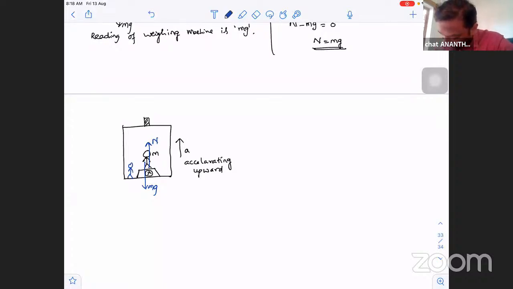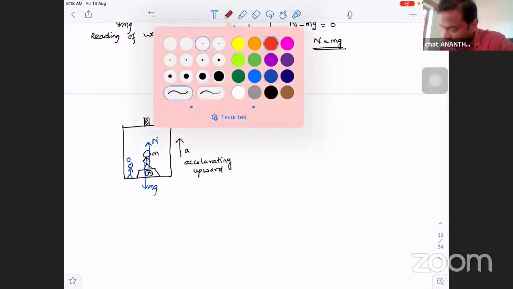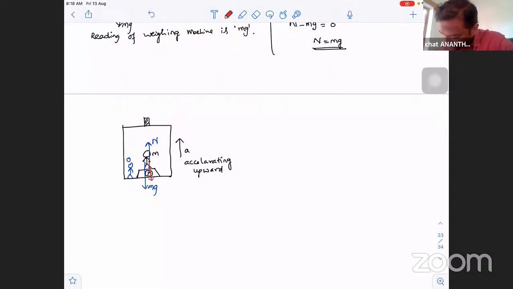The observer O is inside the lift. As he is inside the lift, he has to apply the pseudo force. What is the pseudo force? It is ma downward. The lift is accelerating upward, so the pseudo force is applied in the opposite direction of acceleration: mass of the man into acceleration of the frame.